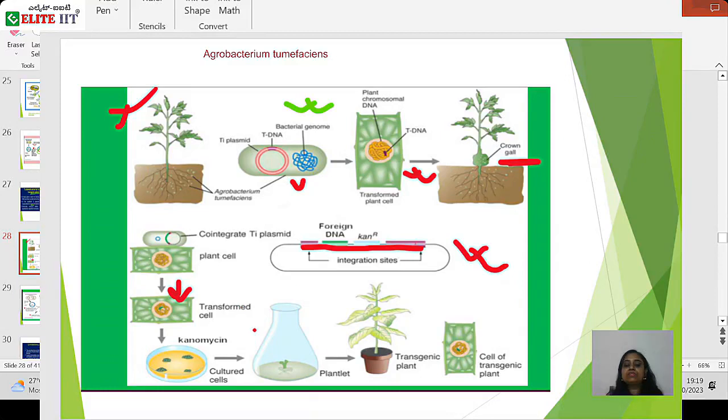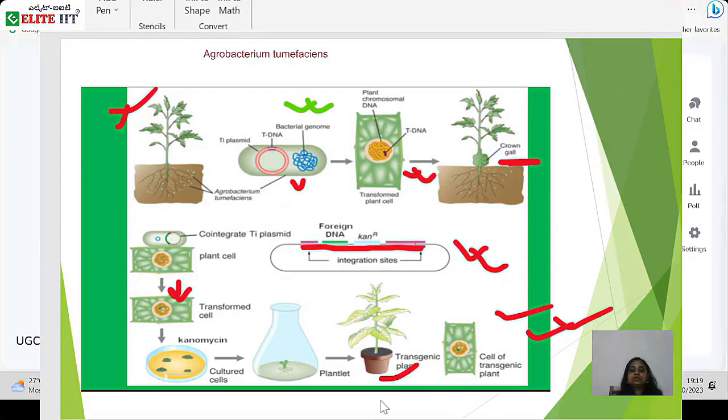Now you just add the kanamycin. Obviously, if you add the kanamycin in the media, only the recombinant strain will grow, the non-recombinant strain will not grow. Okay, so you will get the actual desired gene expression in the plant. Okay, so this is called transgenic plant production. Clear, beta? Now is it clear?